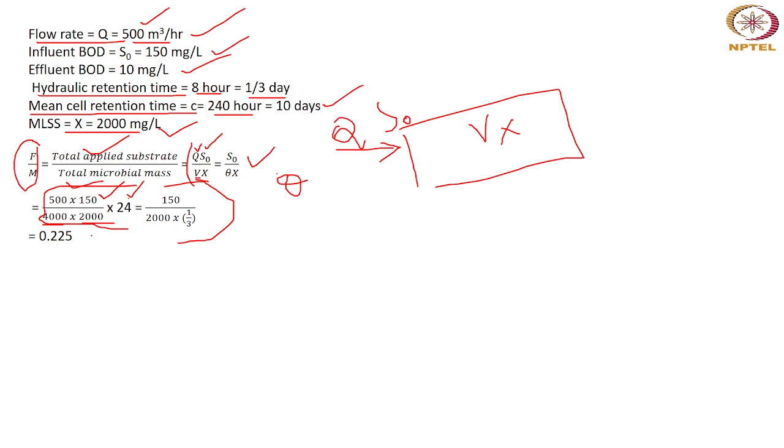And again, because it was in hours, we are multiplying by 24 to get the per day calculation. Again, you can convert these hours into day, 1 by 3 day. Similarly, I can write S naught was 150 mg per liter, then 2000 was my X or MLSS, multiplied with 1 by 3, that is my H at T. So you can also write in terms of H at T. The same answer you will get, 0.225.